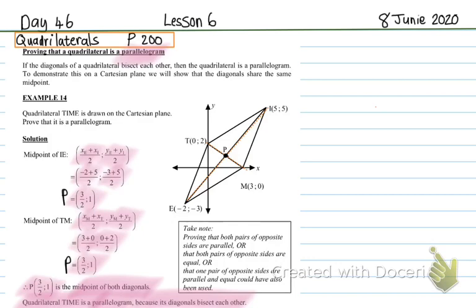Okay, so let's remember from Euclidean geometry that there are other ways to determine if something is a parallelogram too. We can prove that both pairs of opposite sides are parallel, or both pairs of opposite sides are equal, or that one pair of opposite sides are parallel and equal. We could have used any of those. Let's look at some other quadrilaterals.